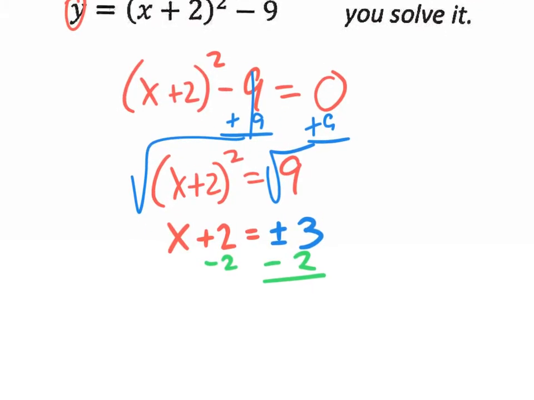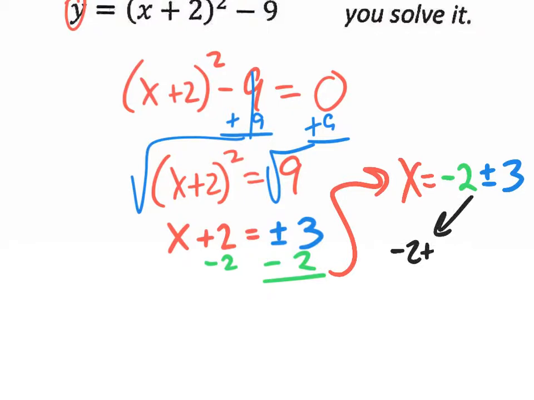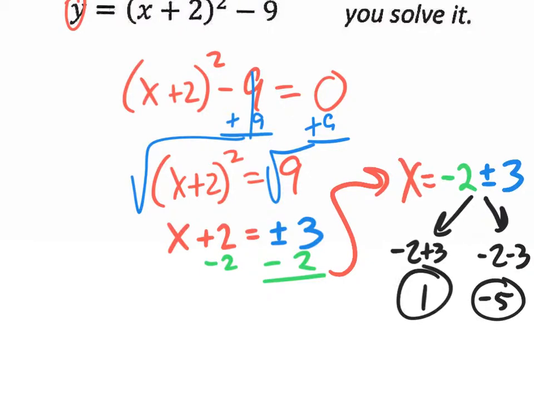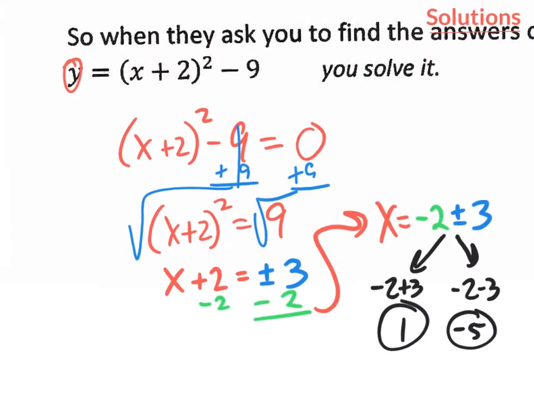So the best thing to do is to rewrite your answer. Let me rewrite it right here. X equals, the negative 2 goes first, and then the plus or minus 3 goes second. Now, why do I do that? Because plus or minus 3 really means negative 2 plus 3 and also negative 2 minus 3. And it's going to produce two answers, a 1 and a negative 5. Those are your two answers to that equation.